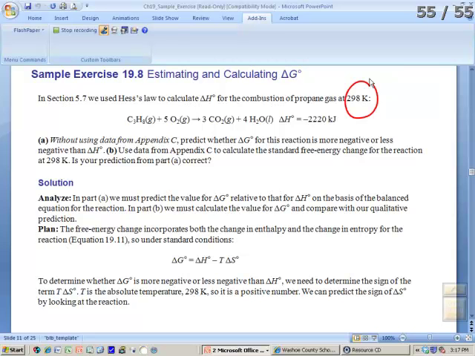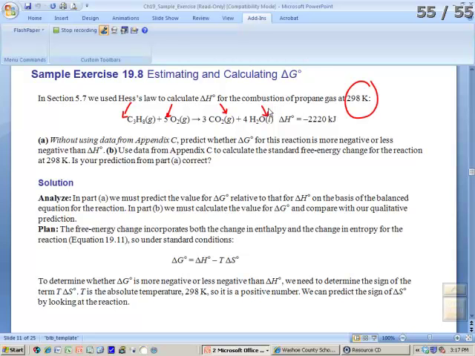And you guys are pretty familiar with how to figure out the sign on delta S. Look at the balanced equation. How many moles of gas do you have on your reactant side? 6. How many moles of gas on your... Oh, that's a liquid. Interesting. So you've got 3 moles of gas, 4 moles of a liquid. I'm wondering if you can kind of guess based off of what you see up above.